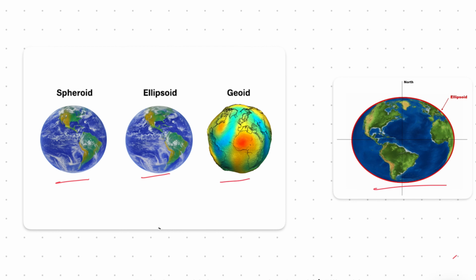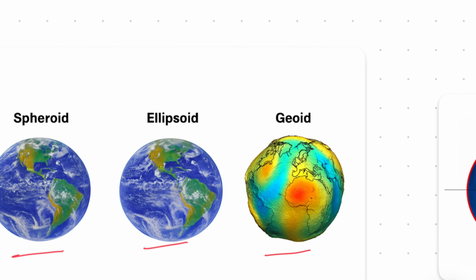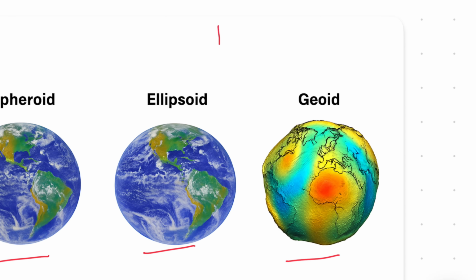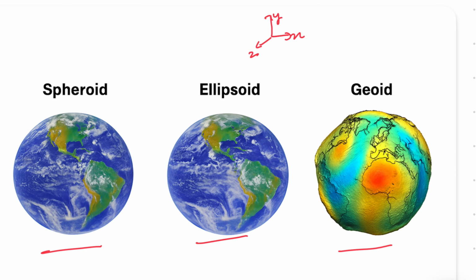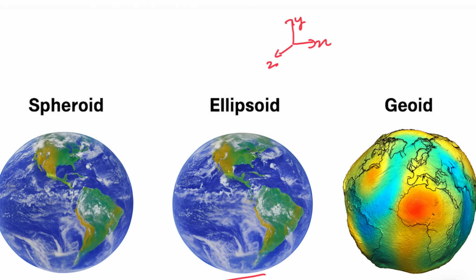The main difference between spheroid and ellipsoid is that in an ellipsoid, all three axes, the x-axis, y-axis and z-axis, are equal. But in an oblate spheroid, two of the axes, the equatorial axes, are equal and longer than the third, which is our polar axis. So in a spheroid, our polar axis is shorter than our equatorial axis.